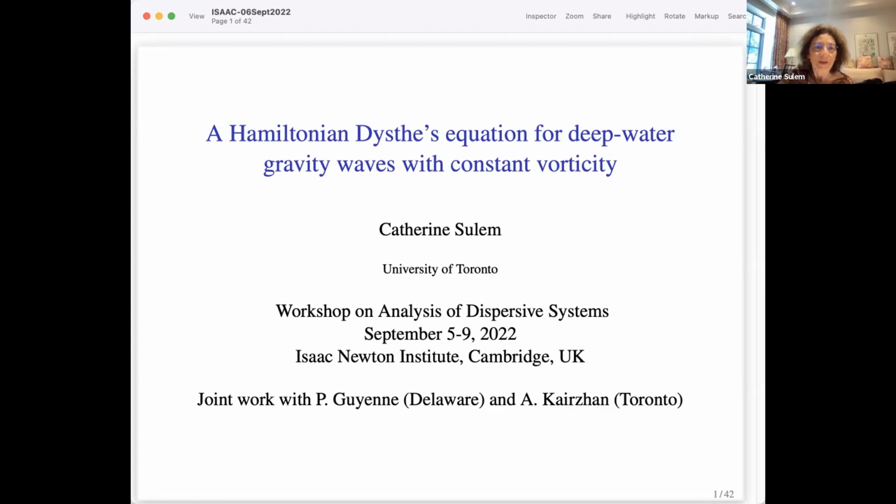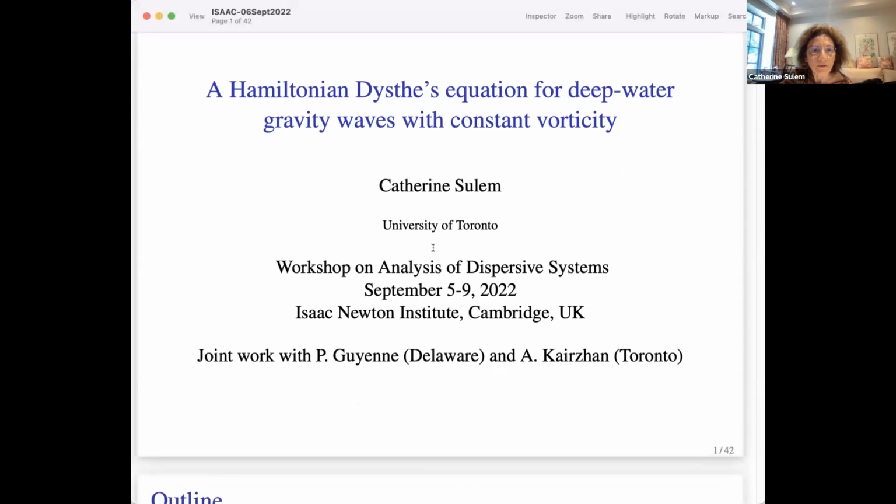So I will explain. Dysthe equation is the name for a nonlinear Schrödinger equation written at a higher order. And here an effort has been made to obtain this approximate solution so that the amplitude solution remains Hamiltonian, keeps the character of the original problem.